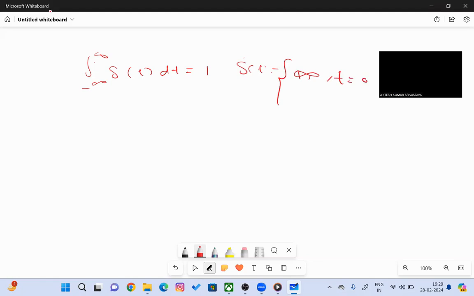Okay, let's discuss more properties of the delta function. You have to directly remember this property, no need to derive it. Delta of at plus b comes out to be 1 by magnitude of a times delta of t plus b by a. This is a foremost, important property.